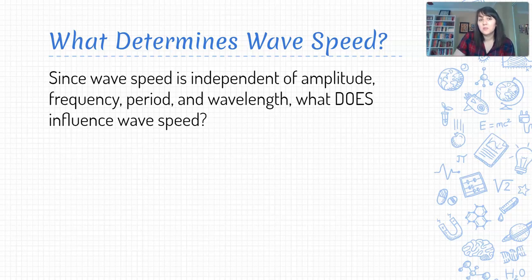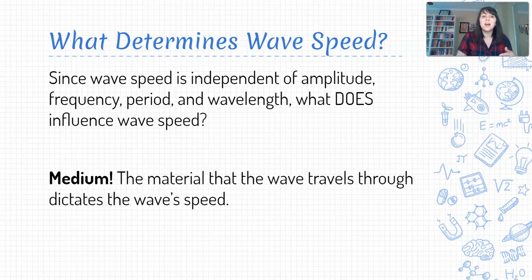So then the question becomes, what does influence how fast a wave is able to move through a space? What it comes down to is that the wave speed isn't dictated by the wave itself. It's dictated by its environment, by the medium that our wave is traveling through. Okay, so ultimately the wave will go as fast as it can go, subject to the limitations of the environment that it's trying to pass through.